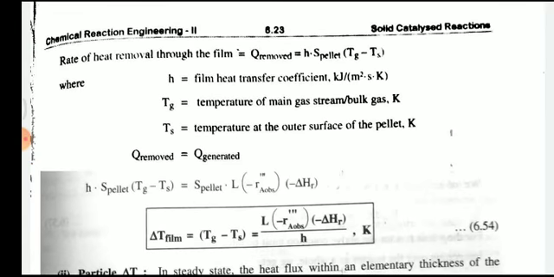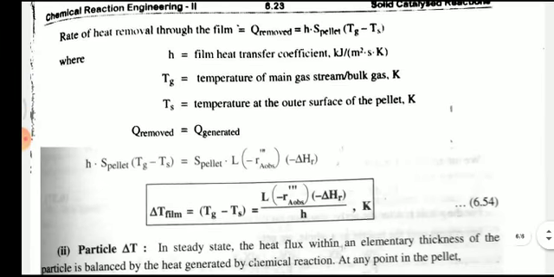Okay, so this will be given as the rate of removal from the film, Q removed, as we can find: h S pellet (Tg minus Ts), where h is the film coefficient, Tg is the temperature of the main gas stream, and Ts is the temperature of the outer surface. So Q removed equals Q generated, so it will be h S pellet (Tg minus Ts) equals S pellet into L into observed rate into delta H. So the final equation is delta T film, Tg minus Ts, equal to L into R A observed into minus delta HR upon h, in Kelvin.